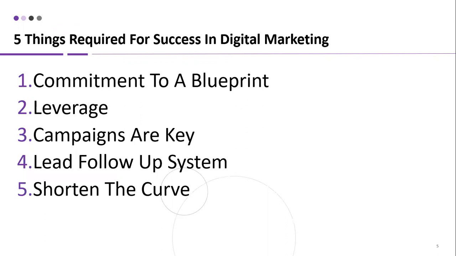The third piece is that campaigns are key to your success. So a campaign is a series of steps. Again, I'm going to show you that, but very rarely does one ad or one post on social media make all the difference. It's usually a series of them, and that's what makes the biggest difference. The fourth key to success is you have to have a lead follow-up system. One of the big mistakes I see a lot of agents make is that they will have something that's generating leads, but the follow-up just isn't happening.